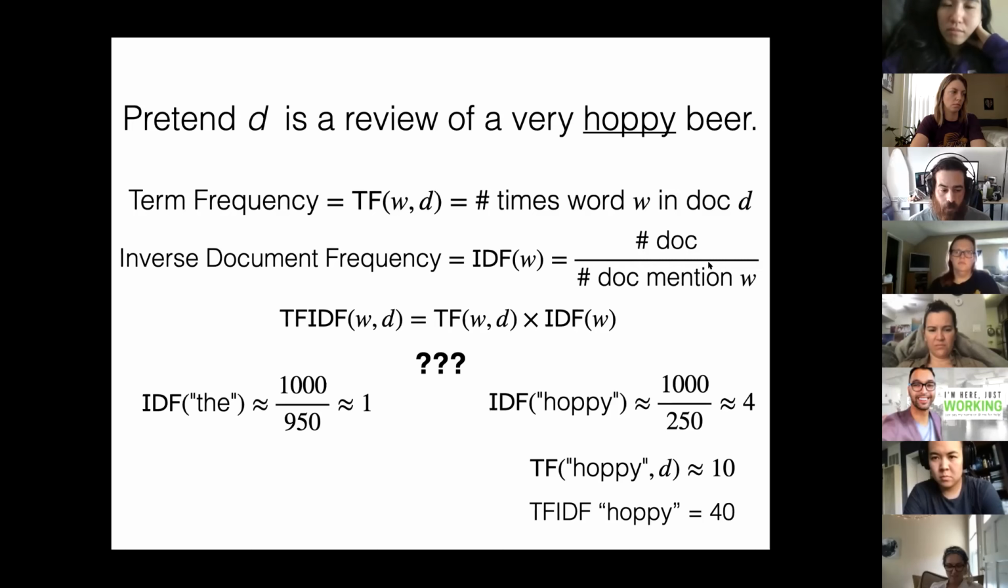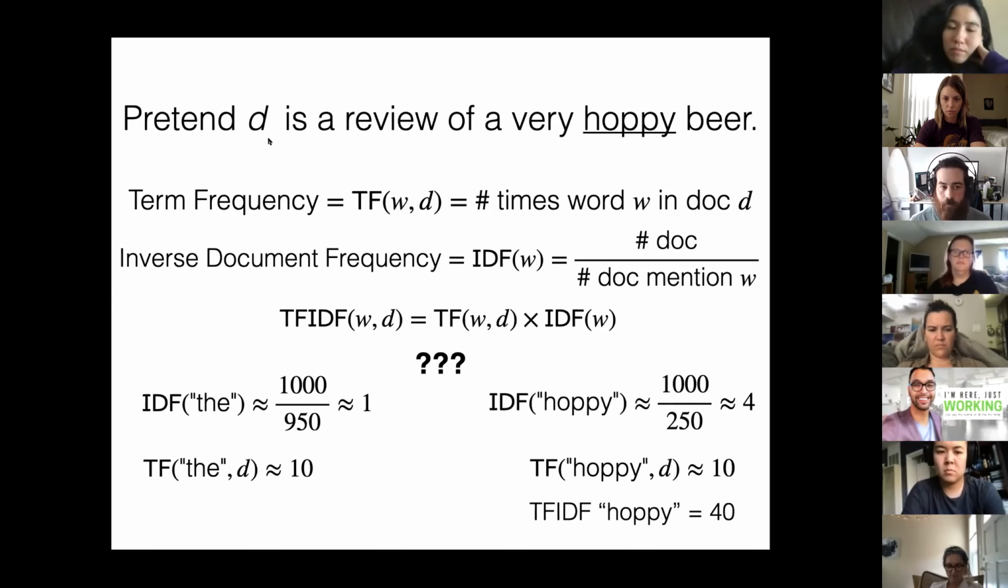So let's work out "the". The IDF for "the" is going to be almost 1 because it's going to show up in almost every review, right? And then the term frequency could be pretty high, right? In our document D, that's a review of a very hoppy beer, because we say "the" pretty often. But if you take the TF-IDF, it's going to stay at the raw word count. It's not going to be increased because we know that the word "the" just isn't very informative.